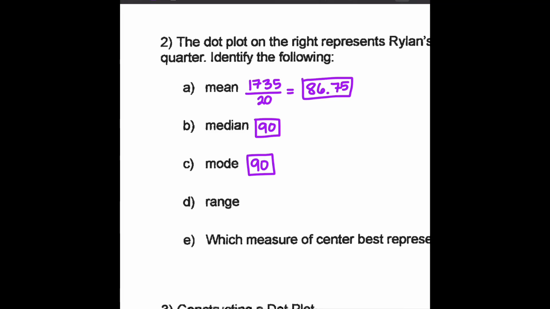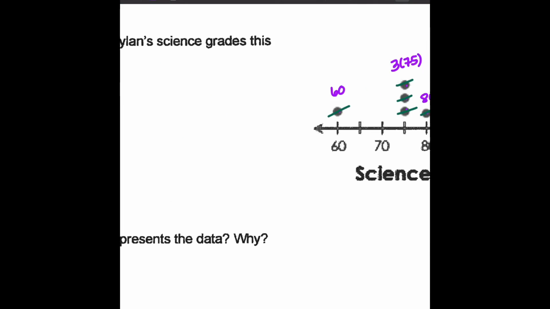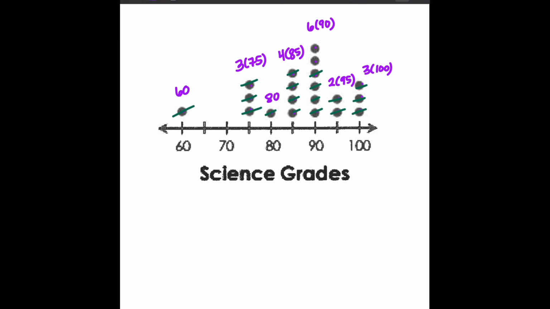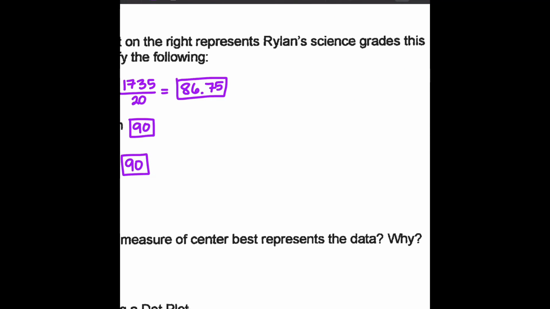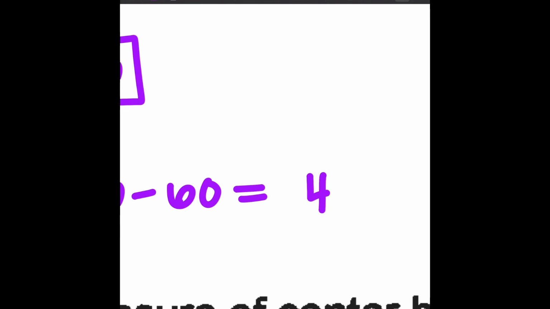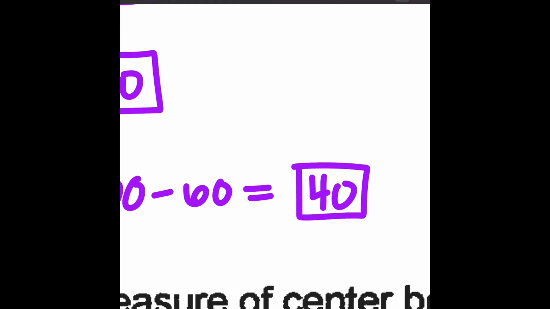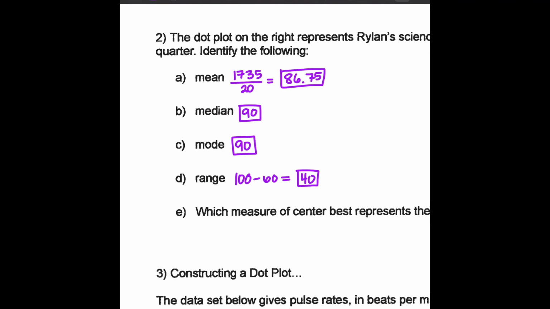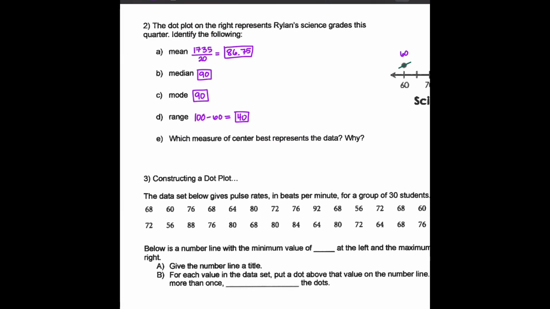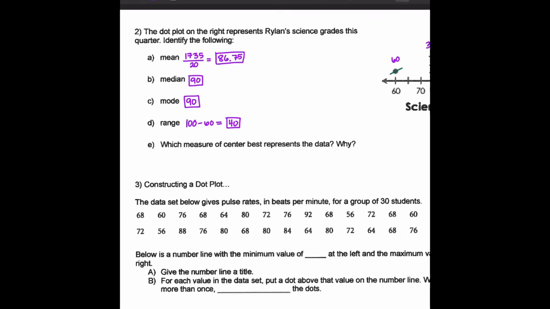And finally, our range. To find the range, we take our biggest data point, 100, and we subtract the smallest, 60. So 100 minus 60. I don't even need to put that into my calculator, but that is 40. So 40 is our range. Now let's talk about this question. This is probably the hardest one for this example. Which measure of center best represents this data and why?